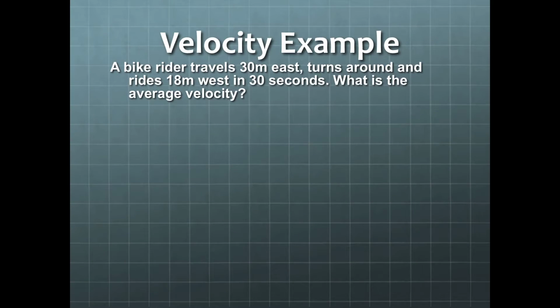Let's try an example of velocity. A bike rider travels 30 meters east, turns around, and rides 18 meters west in 30 seconds. What is the average velocity? To calculate average velocity, we need to determine the displacement and change in time. The time is straightforward, as the entire thing is 30 seconds. The displacement is about how far you are from where you started.